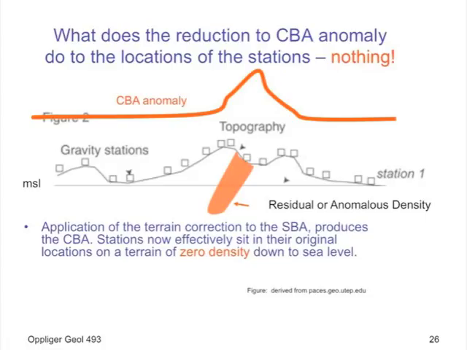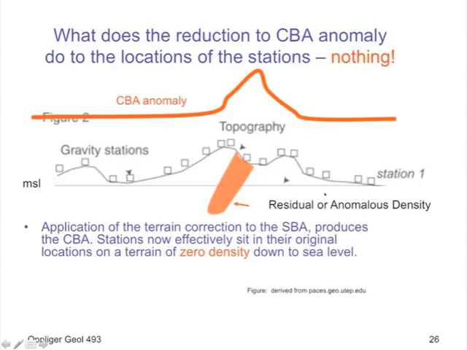Now, what this slide is trying to answer is a question that you might ask. All right, so I take my stations and I correct them down using the free air and the Bouguer and the terrain corrections. I correct them down below the topography, maybe all the way down to sea level, or at least to the elevation of my lowest station.